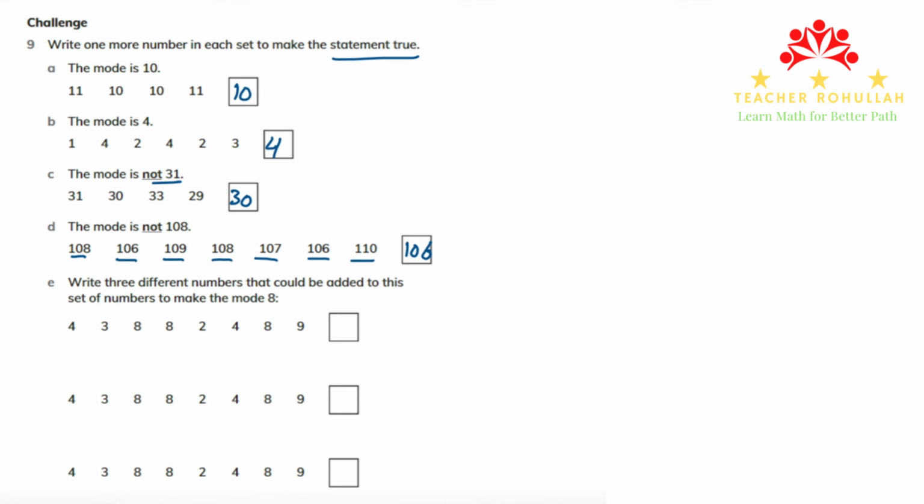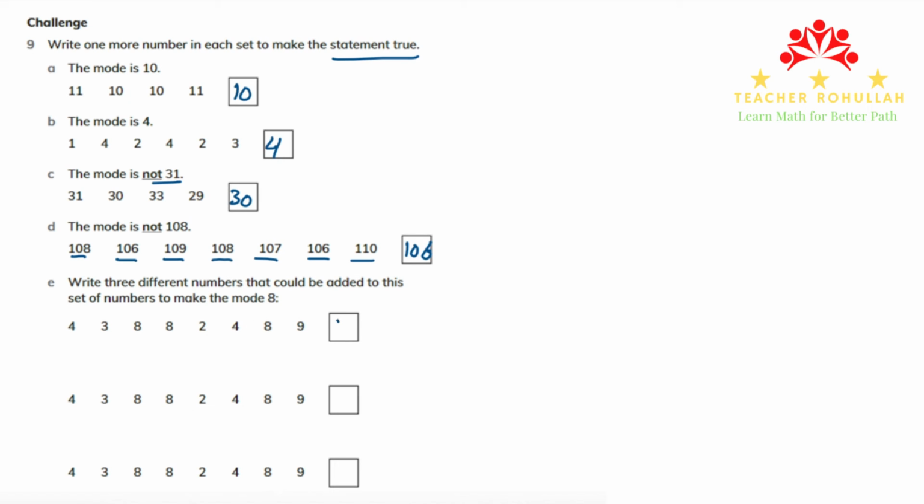That's great. In part E, it says, write 3 different numbers that could be added to this set of numbers to make the mode 8. To make the mode 8. So here we have 4, 3, 8, 8, 2, 4, 8, and 9.